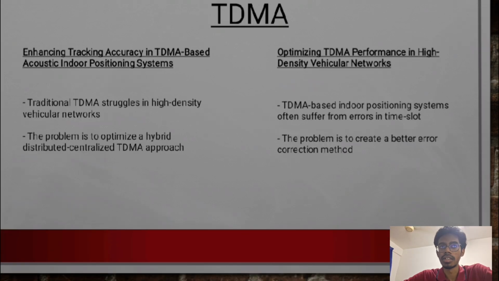So for TDMA, enhancing tracking accuracy in TDMA-based acoustic indoor positioning systems: traditional TDMA struggles in high-density vehicular networks due to scalability and efficiency issues. The problem is to optimize a hybrid distributed-centralized TDMA approach for better performance in these dynamic environments. Optimizing TDMA performance in high-density vehicular networks: TDMA-based indoor positioning systems often suffer from errors in slot allocation, reducing tracking accuracy. The problem is to create a better error correction method to improve time slot allocation and overall system accuracy.